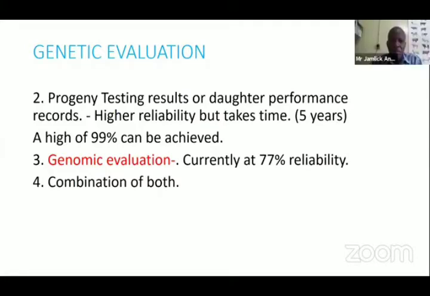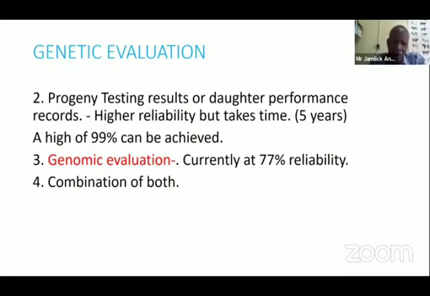Going by this period taken, you find that there is a lot of waiting, and a lot of uncertainty when it comes to breeding, because you have to wait to see the performance of a bull to make an informed decision on whether to use him or not. That's where genomics has come in, which currently has a reliability of about 75% to 77%. With this, you are able to evaluate a calf even when it is just 1 month old, to predict the worthiness or breeding value of that individual.